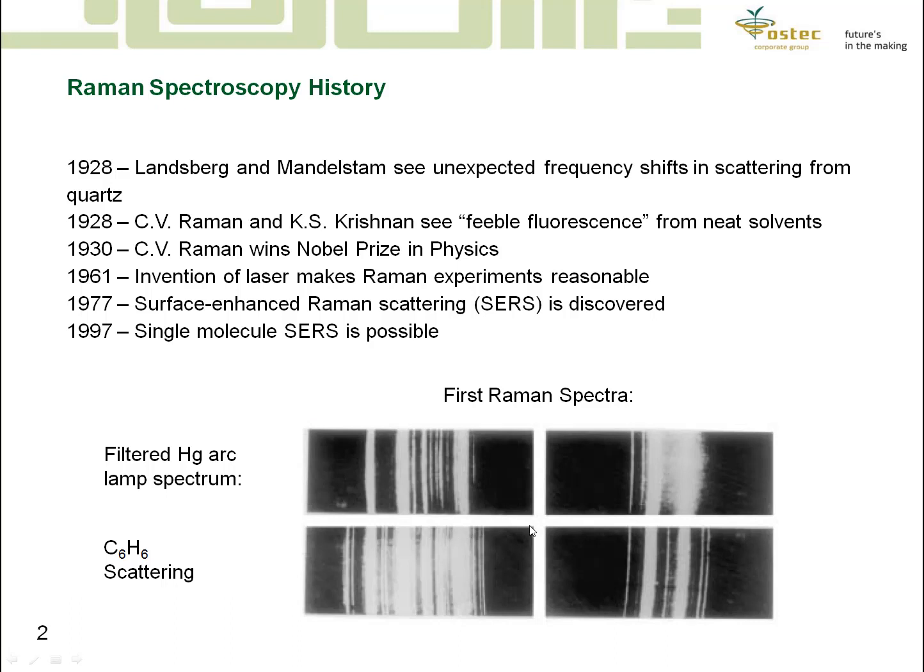On the top image you can see a filtered mercury lamp spectrum, and on the bottom image you can find, in addition to the mercury lamp, the benzene scattering spectrum.